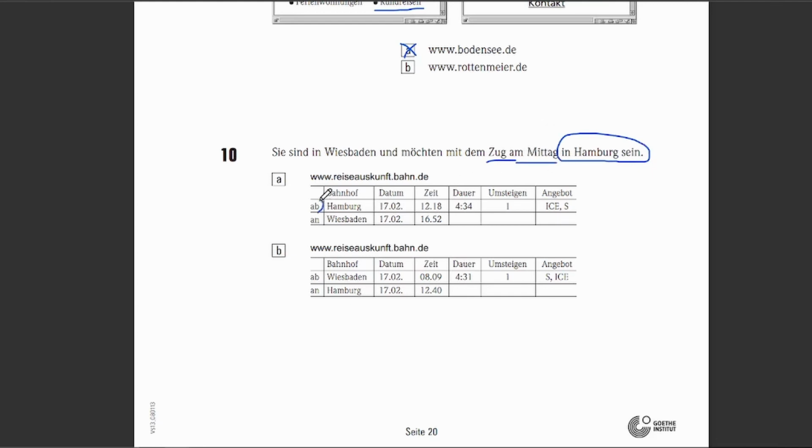So here Abfahrt means when it starts. Anfahrt, the short form is what they have written. You should understand Abfahrt, Ankunft: start time and reach time. Here it is starting from Hamburg. So this is not what we want, because you are going from Wiesbaden. You are already in Wiesbaden and you want to go to Hamburg. So you have to start from Wiesbaden and reach Hamburg. So you reach Hamburg at 12:40. This is the most correct one. So the answer is B.